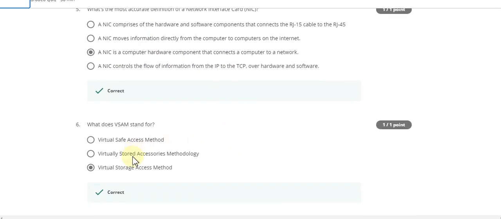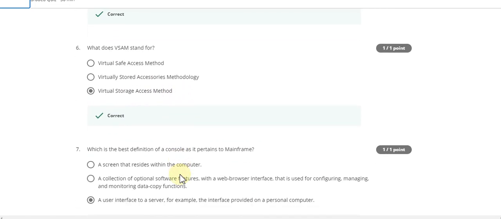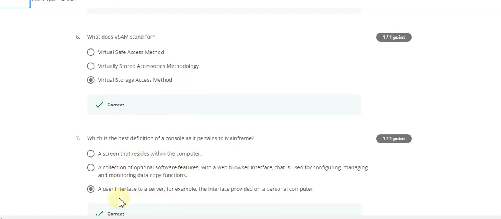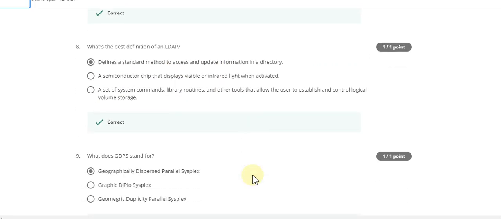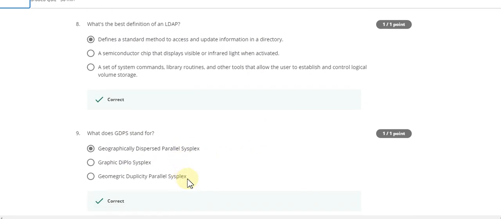The question number 6 answer is virtual storage access method. The question number 7 answer is a user interface to a server, and so on. The question number 8 answer is it defines a standard method to access and update information in a directory. The question number 9 answer is GDPS stands for Geographically Dispersed Parallel Sysplex. And this is the last question of the week 2 quiz solution.